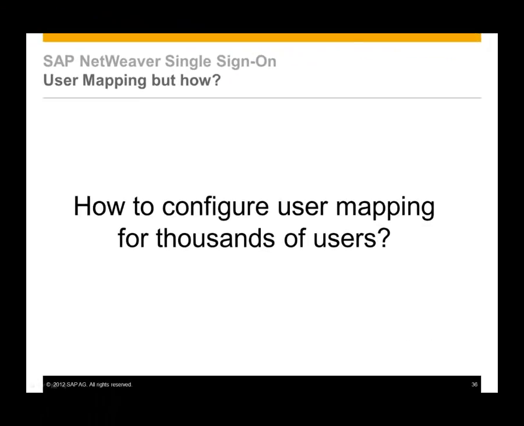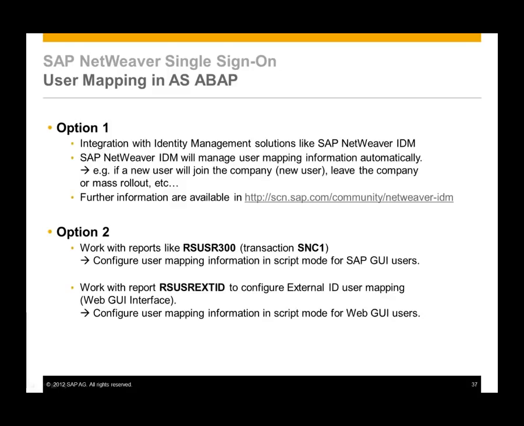Of course, this is not a way to perform mass rollout for thousands of users. Therefore, there are several options available. The best solution would be to use the SAP Identity Management System. It will take care of the whole life cycle of a user, beginning from when a new user is created until the user leaves the company. So everything is predefined and you can configure it here. And this is the easiest way.